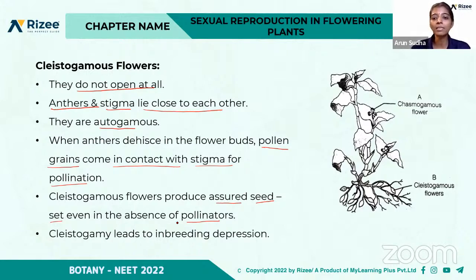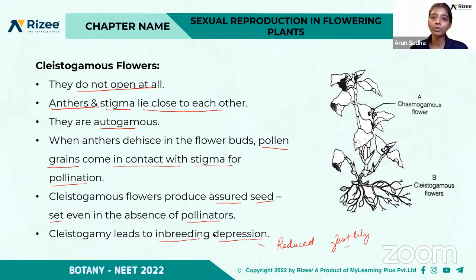Okay. So this leads to inbreeding depression. So what do you mean by inbreeding depression? As the breeding is happening within the same flower, it leads to reduced fertility. Okay. So that is inbreeding depression.